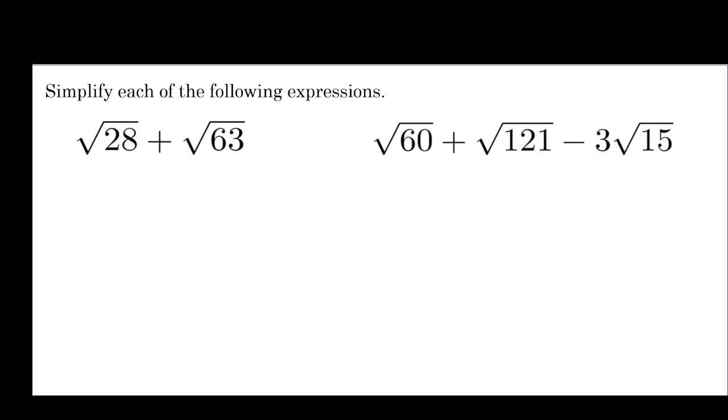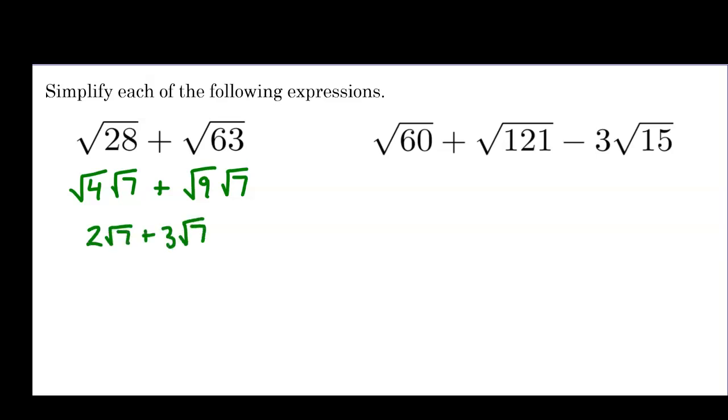The square root of 28, we can write as the square root of 4 times the square root of 7. 63 can be the square root of 9 times the square root of 7. Simplifying the perfect square radicals, we get 2 square root of 7 plus 3 square root of 7. Now we do have like terms. We combine their coefficients to get 5 square root of 7.